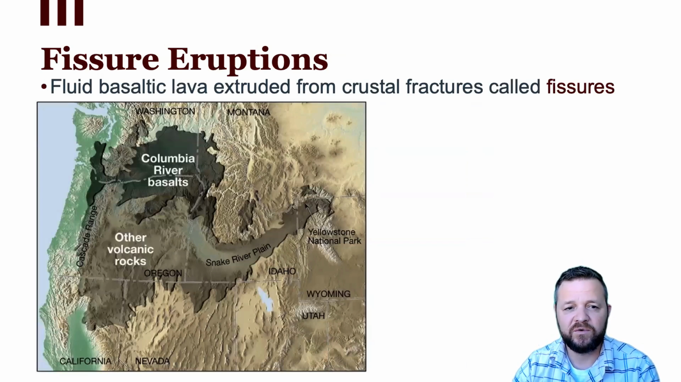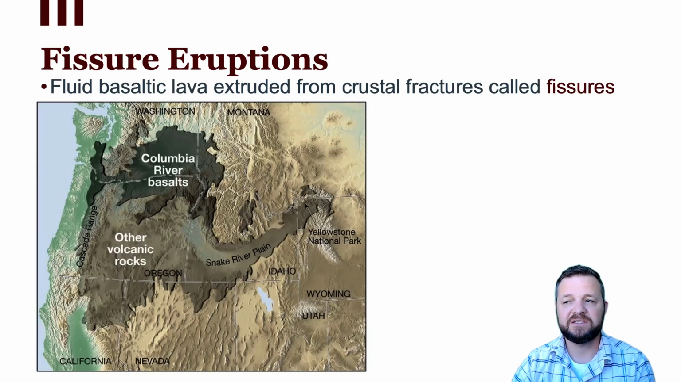Fissure-style eruptions, or flood basalts, form when a large amount of basaltic material is erupted through fractures in the Earth's crust known as fissures. There's no centralized volcanic activity here. In this case, you have fissures that can be hundreds or thousands of kilometers long that erupt material at the Earth's surface. In the case of the United States, we have a good example of the Columbia River basalts.